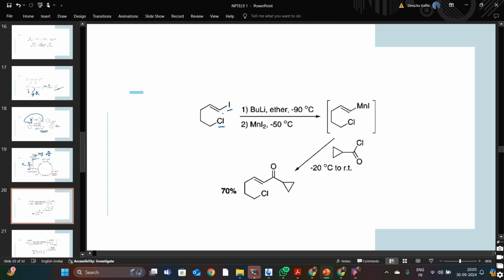So what will happen? This vinyl iodide will undergo metal halogen exchange in presence of butyl lithium. So the first species that we are going to generate here has the chloride, here the double bond, and here we are going to have lithium. If you don't want to show the bond, you can simply write minus here and Li plus here.